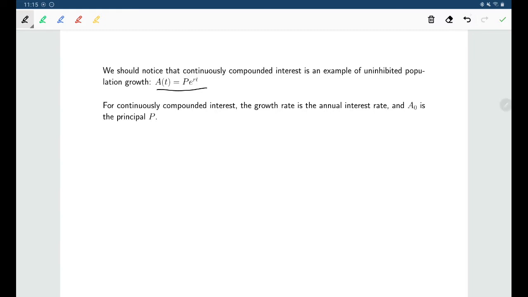Although usually when we're talking about uninhibited population growth, we're talking about things like growth of bacteria in a little petri dish or something along those lines, where we're talking about actual living things growing in size, their population increasing over time.